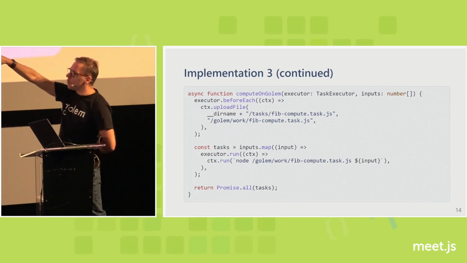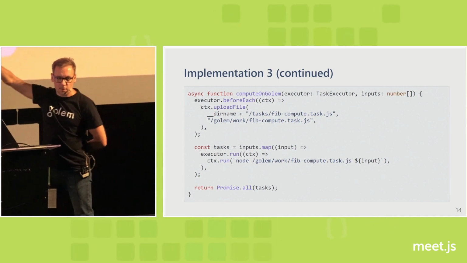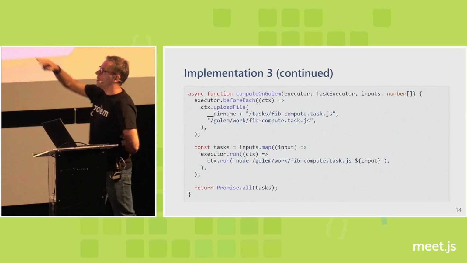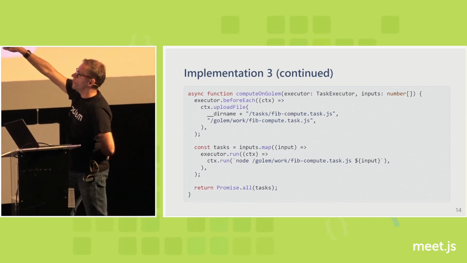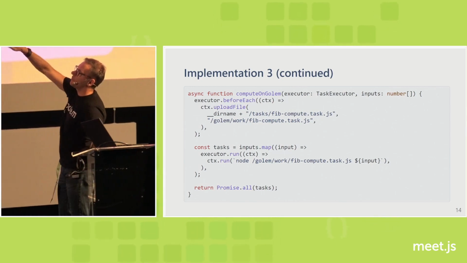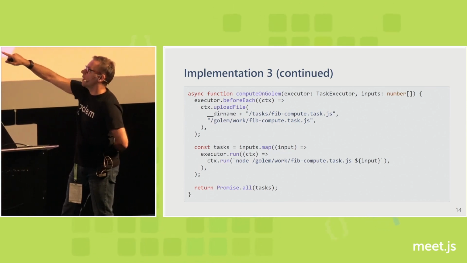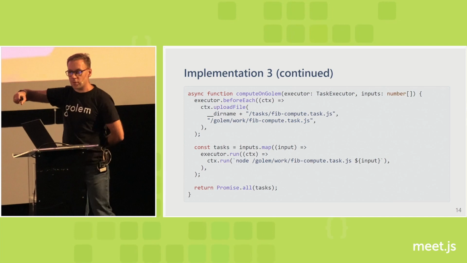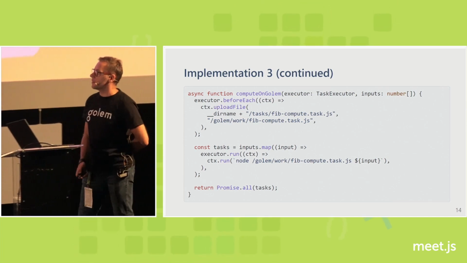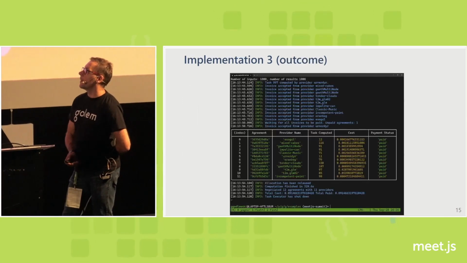I'm running Node on that remote server, so essentially on my machine, and it's computing the task with the provided input, right? So for each and every input, there's the map, and for each and every input over there, a command is being run. And then we return the tasks as a result, await, and we get the results.